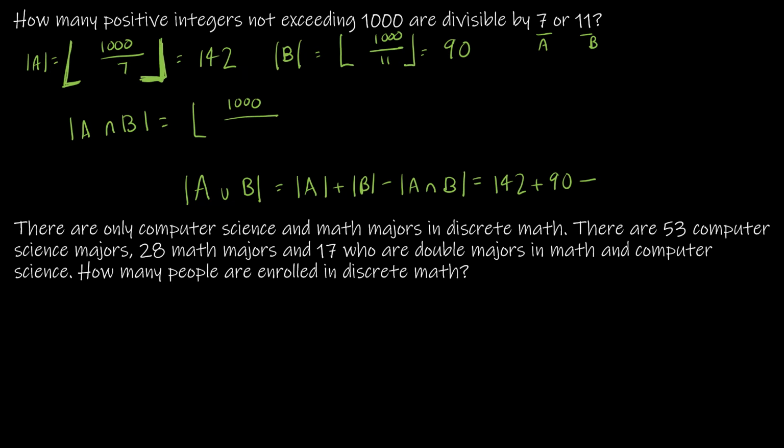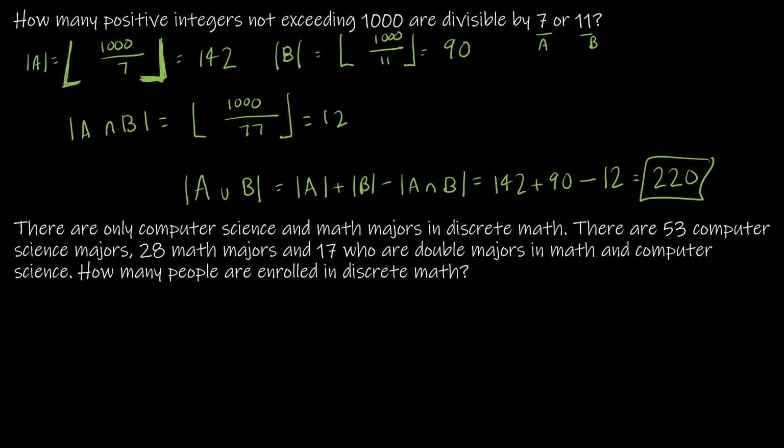And so that's where it's very important that these two are relatively prime. So 7 times 11 is 77, and that gives me 12. So then you just use your calculator, add and subtract, and you end up with 220.